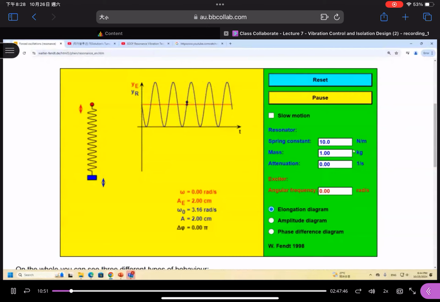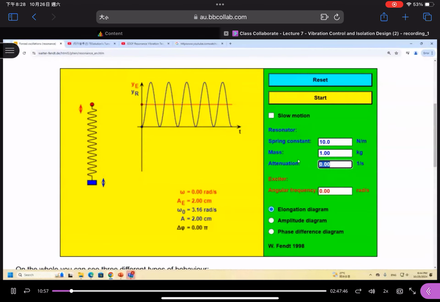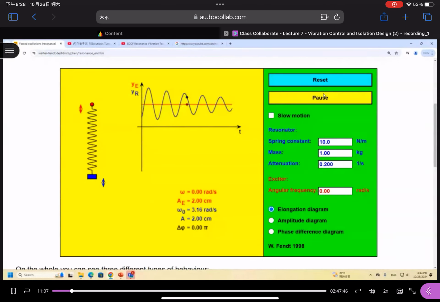Okay, now if we introduce a damping effect, let's say we reset the system and put 0.2 in this one and start again. As time goes on, you can see that the amplitude decays. Okay, this is the damping system.